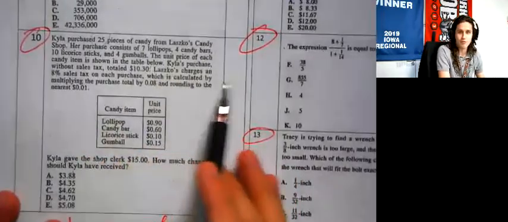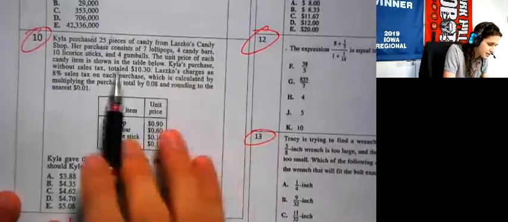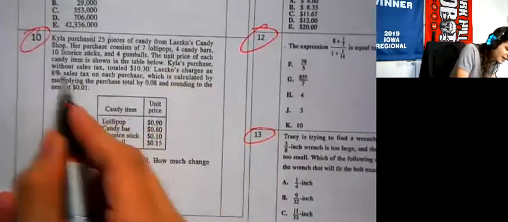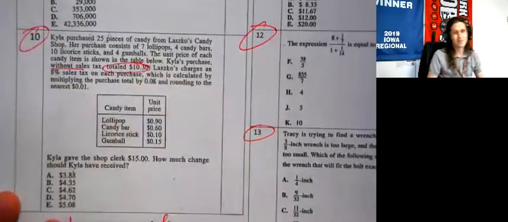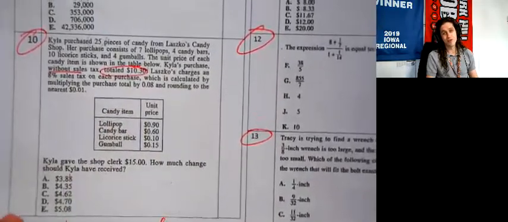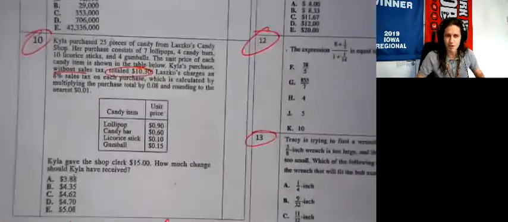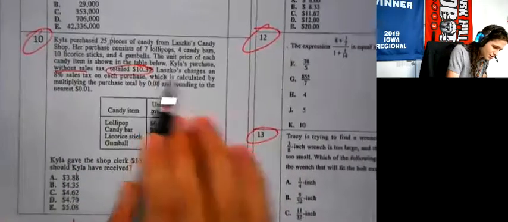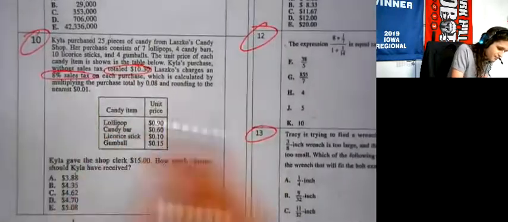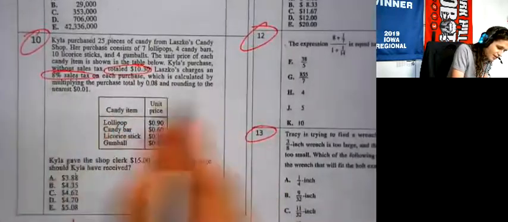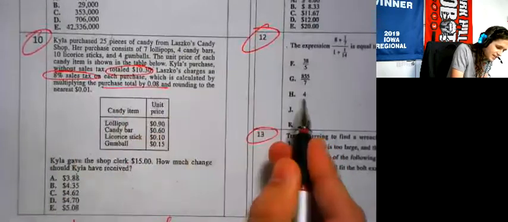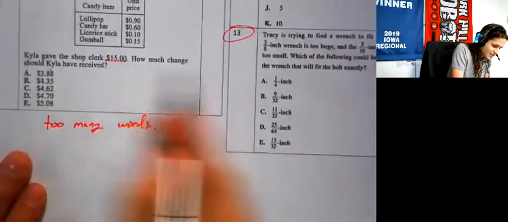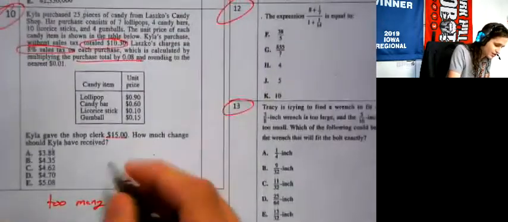The unit price of each is shown below. Okay, that makes you think, I've got to do the math. No. Kyla's purchase without sales tax totaled $10.30. Oh. Did anybody try and total it? Did anybody see this problem? I can total it up. They gave you the total. They gave you some extra information you didn't need. Why? To mess with you. Lasco charges an 8% sales tax on each purchase, which is calculated by multiplying the purchase total by 0.08 and rounding to the nearest cent. Kyla gave the shop clerk $15. How much change should she have received?